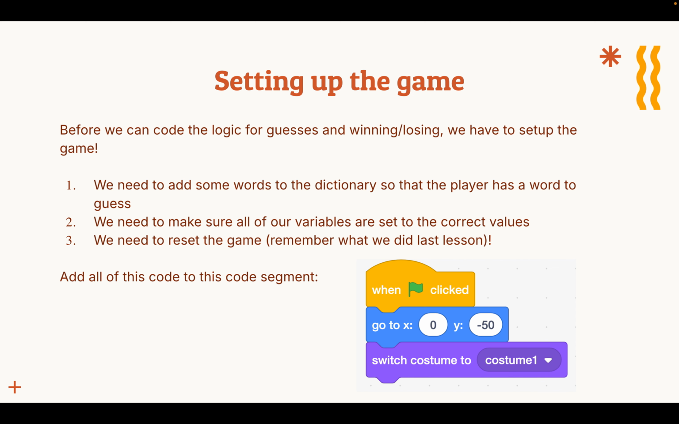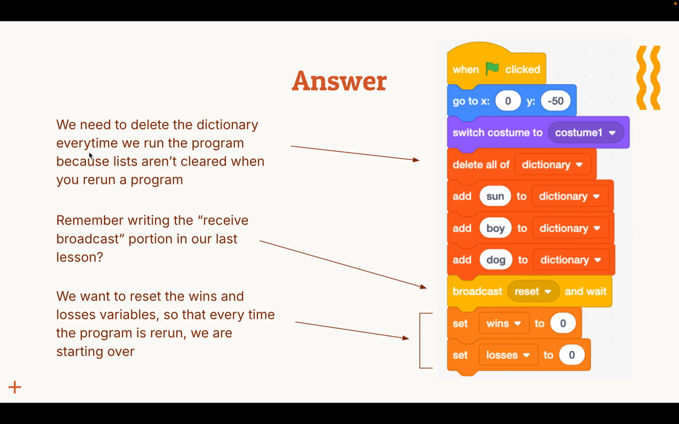I'm assuming you guys paused the video and took a shot at this. So let's look at the answer. So this is the code segment that should have already been in your sprite. We want to first start off by actually deleting all of the dictionary, because every time we run the program, the lists aren't actually cleared. So if you already had some words in the dictionary, then if you run the program again, those words won't be cleared automatically. It will stay there. And this means that you will have duplicates.